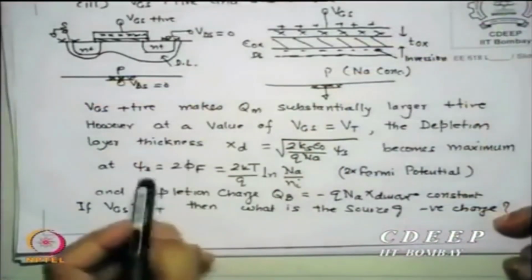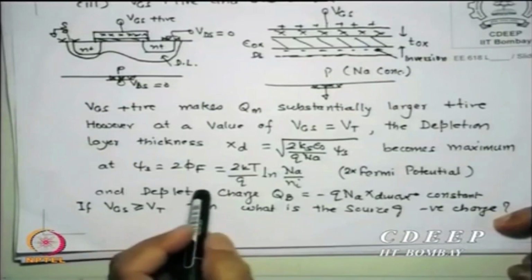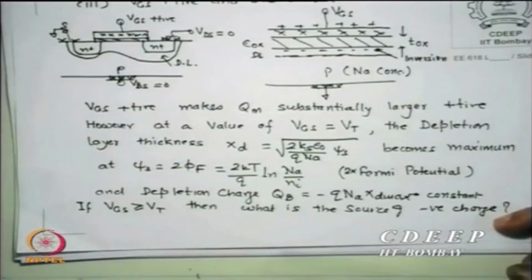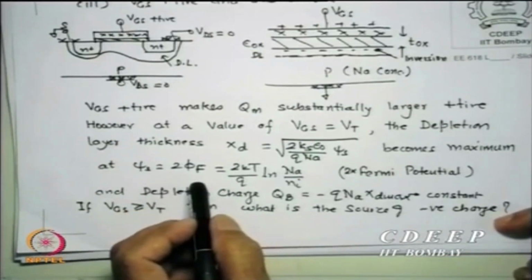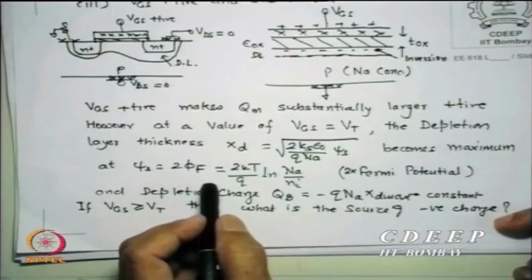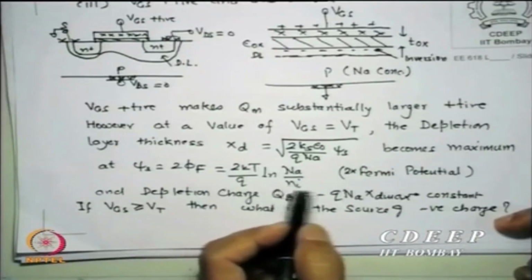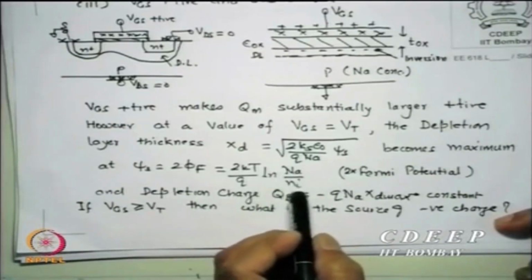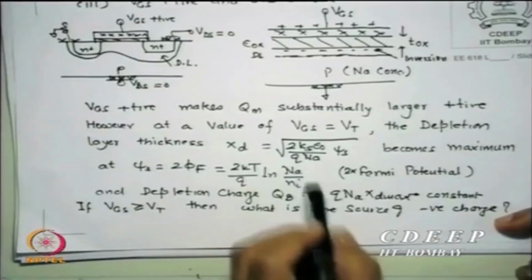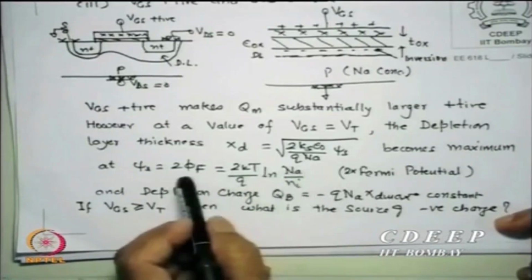Now if I keep increasing VGS, psi s will also increase, but at some potential, VGS equal to, let us call it Vt now, this surface potential becomes what we call twice the Fermi potential. Some other day device theory may be talked about in more detail, but not today. The Fermi potential is given by kT/q ln(Na/ni), where ni is the intrinsic carrier concentration and Na is the acceptor concentration. So the larger the Na, the larger phi f is.